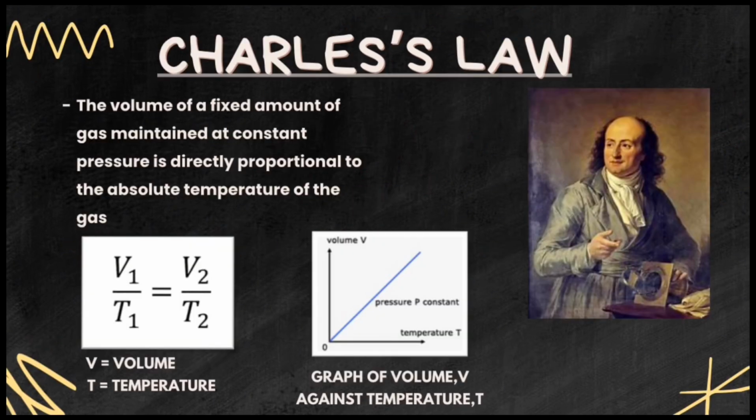The first one is Charles' law. Charles' law stated that the volume of a fixed amount of gas maintained at a constant pressure is directly proportional to the absolute temperature of the gas. As you can see, the formula created by Charles himself is V1 over T1 equals V2 over T2, whereby V equals the volume and T equals the temperature. Next to the formula, you can see the graph which proves volume is directly proportional to the temperature. And beside the graph, you can see the picture of the man himself, Charles.